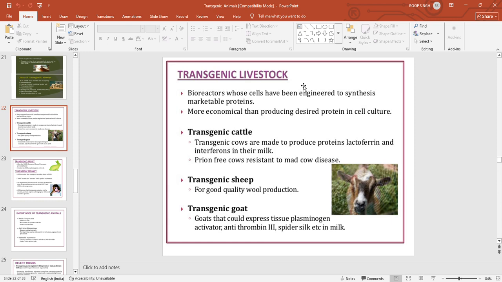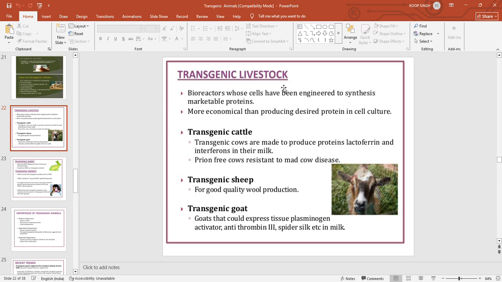So now, transgenic livestock can be used as a bioreactor, where cells have been engineered to synthesize marketable protein. Bioreactor means a large amount of recombinant protein can be produced using these transgenic livestock for human use. This will be more economical. Transgenic animals will be more economical than producing the desired protein in animal cell culture, because animal cell culture is expensive. So it will be more economical to make these recombinant proteins in livestock, particularly cattle.